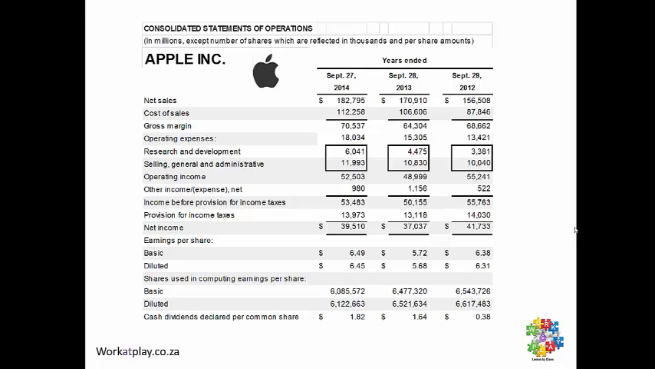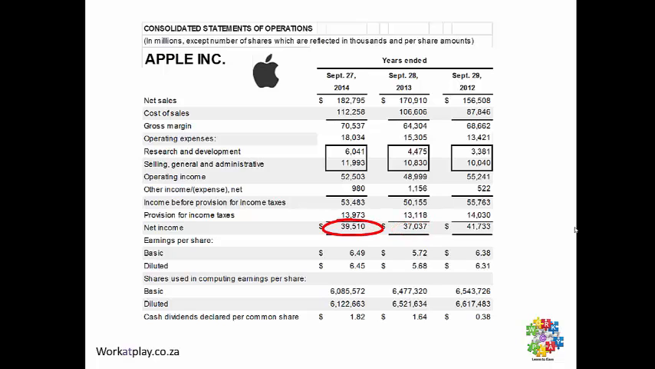You're left with the operating income. And then we have other income. The other income is other things that are not directly related to the actual business, and that gives you your income before tax. Then take off your tax and you're left with your net income. And you can see that in 2012 it was 41 million, 2013 it was 37 million, 2014 it's 39.5.